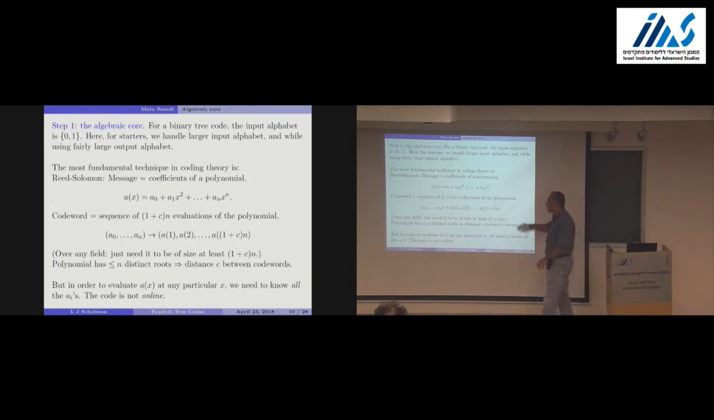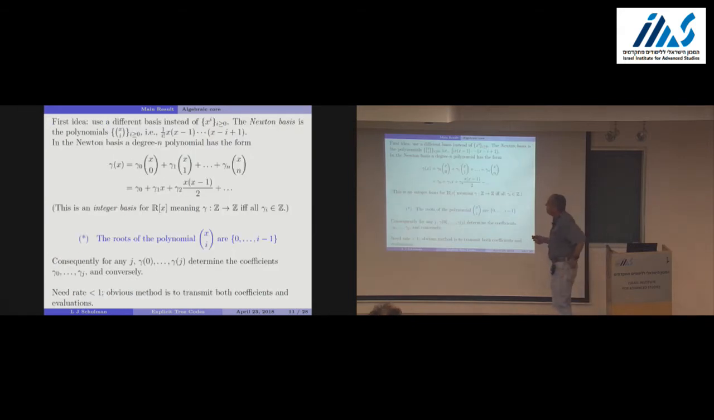Okay, so this, of course, we can't use directly, right? Because in order to evaluate this polynomial at any location, I really need to know the whole list of coefficients, except maybe at 0. So this is not going to be online, this won't give us what we want, and we're going to have to do things a little differently.